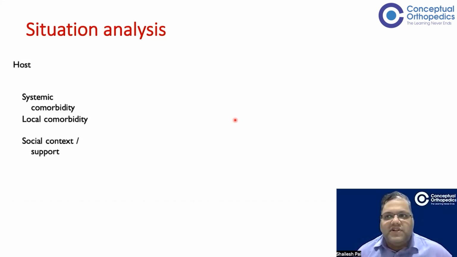Local comorbidity means whether this patient has peripheral vascular disease, any local issues, skin healing problems, that led to some problems with wound healing, thereby leading on to infection. This is what we need to start analyzing.